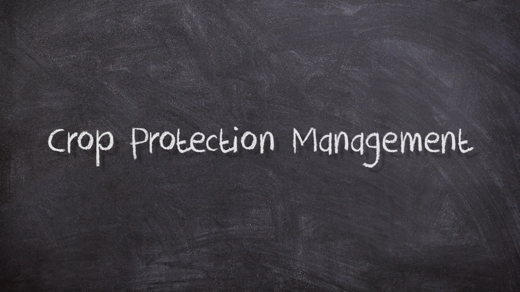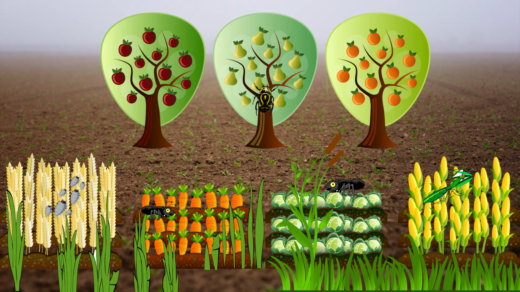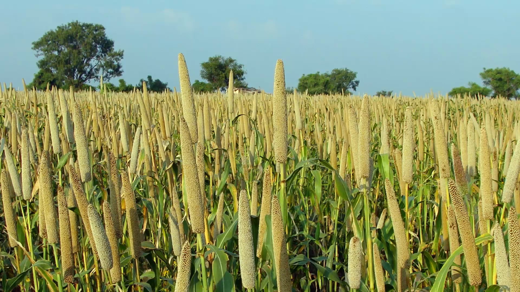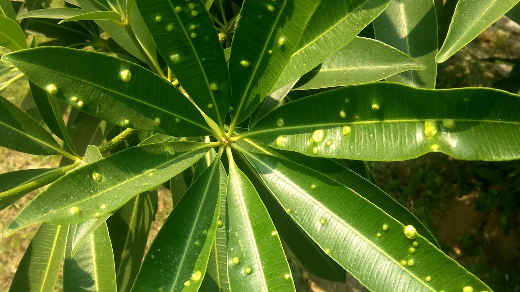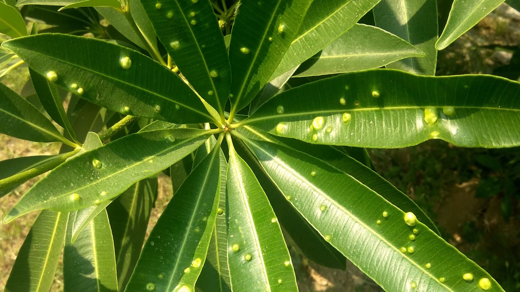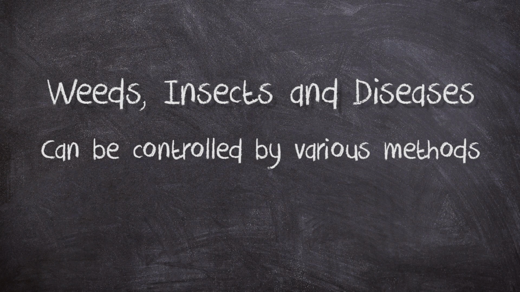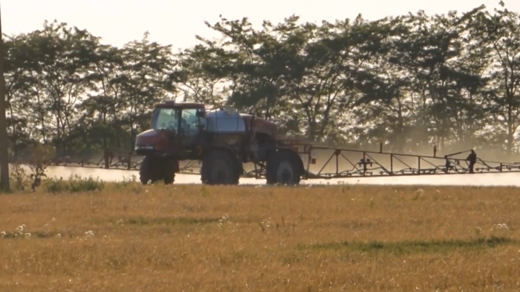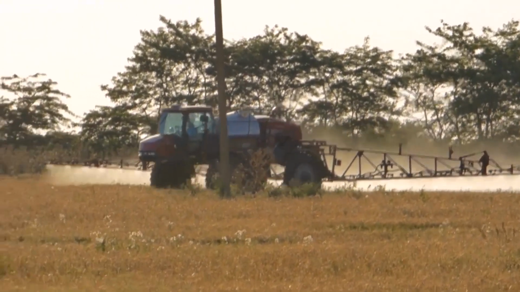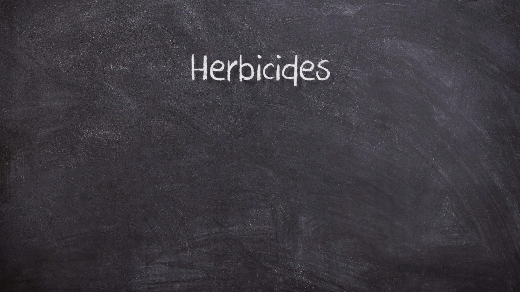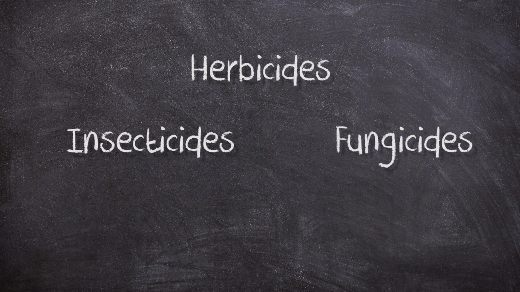Number 3, crop protection management. Field crops are infested by a large number of weeds. If weeds and pests are not controlled at the appropriate time, then they can damage the crops so much that most of the crop is lost. Weeds, insects and disease can be controlled by various methods. One of the most commonly used methods is the use of pesticides, which includes herbicides, insecticides and fungicides.